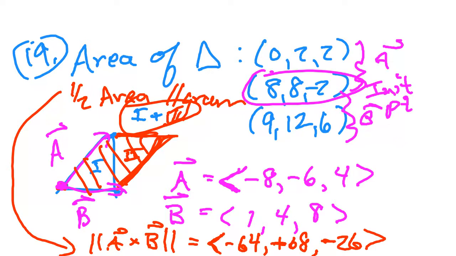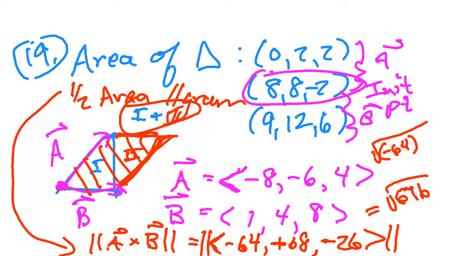And then what do I have to do? What's the norm? It's the norm of this, which is the square root of those things squared. 64 squared plus 64 squared, but the minus signs don't matter, and then plus 26 squared. So the norm of that would be the square root of 676. Everybody see what I did? Because it's the square root of minus 64 squared, etc. So it's the square root of 676 if I'm doing my math correctly.